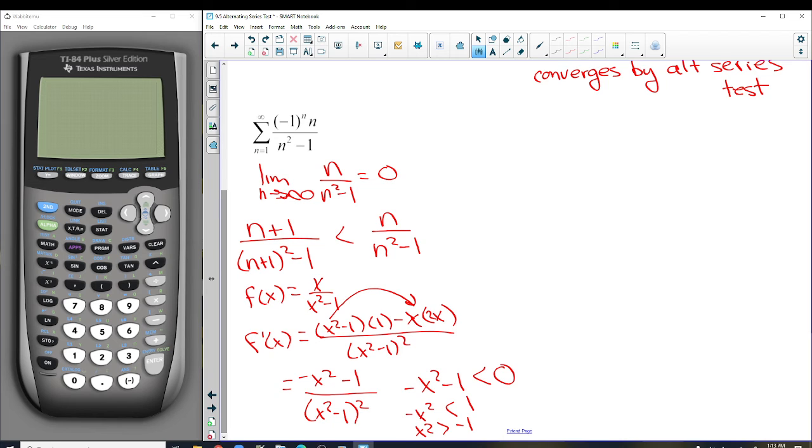And the problem's not really a problem. If you take negative anything squared, like 2 squared is 4, and then minus 1, that's negative 5. So this is negative for all values. So this is true for n greater than or equal to 0. So it starts decreasing right away. We don't have to wait for it to decrease at a certain point.